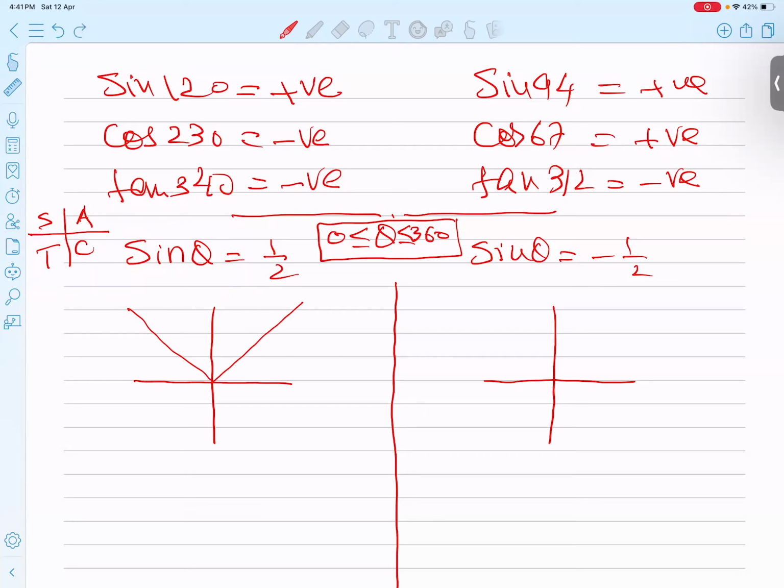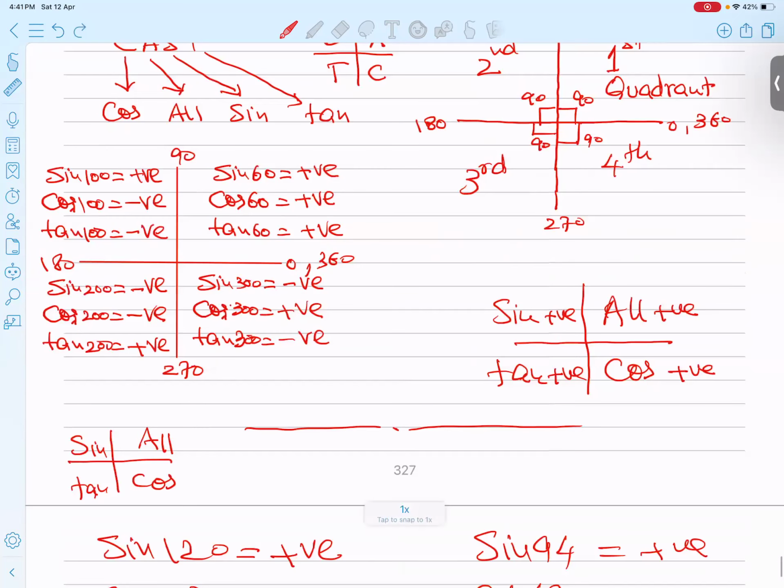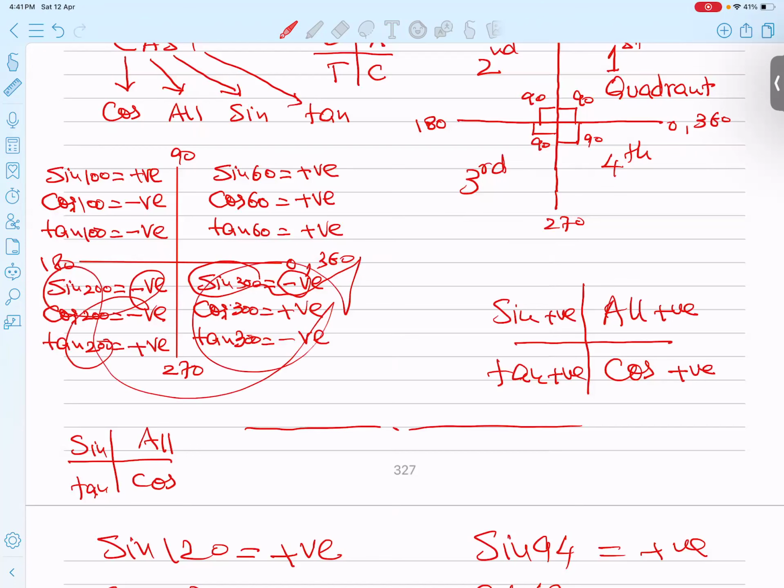Come to the other question. The other part: sine is negative. As you know, students, sine is positive in the first and second quadrants, and cos and tan are positive in the third and fourth. But what about sine? Sine negative comes in the third and fourth quadrants. You want to see again? Check it. Sine is negative in the fourth quadrant and sine is negative in the third quadrant.